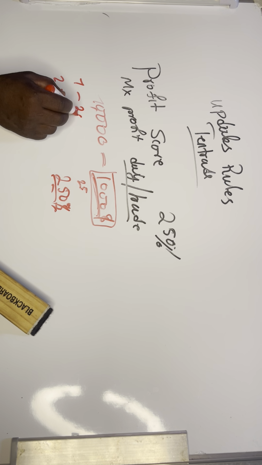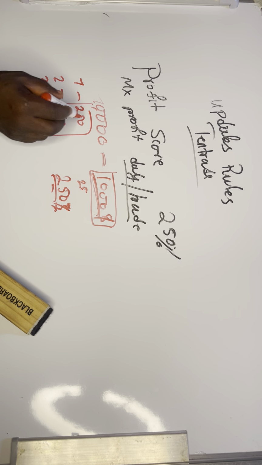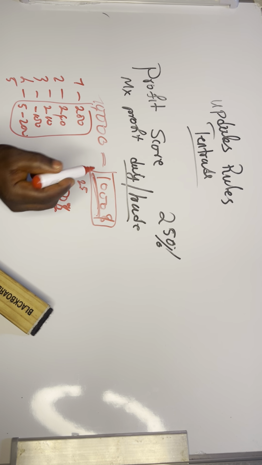So which means maybe day 1 I can make 200, day 2 I make 240, day 3 I make 210, day 4 maybe I lost 100, day 5 maybe I lost 200, something like that. All these days there is no day that I have passed $250. All right, that's simply what profit score means. It is per trade and per day.